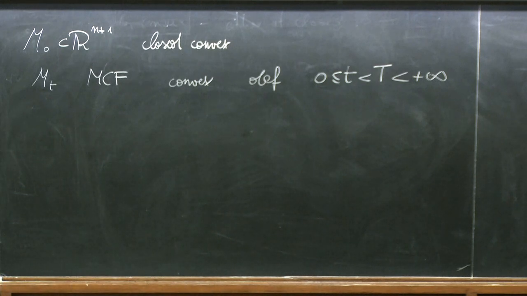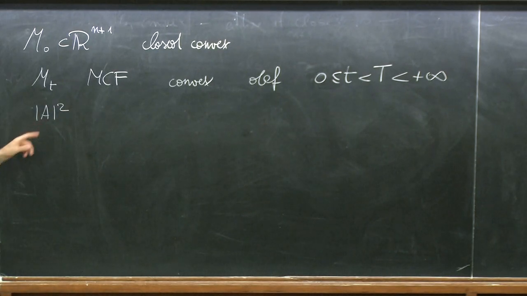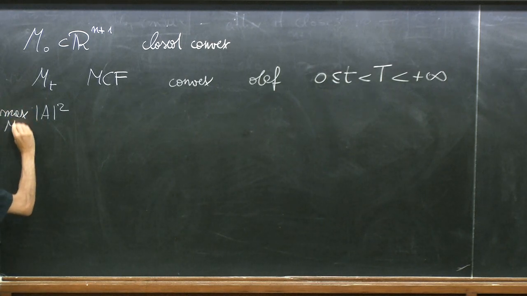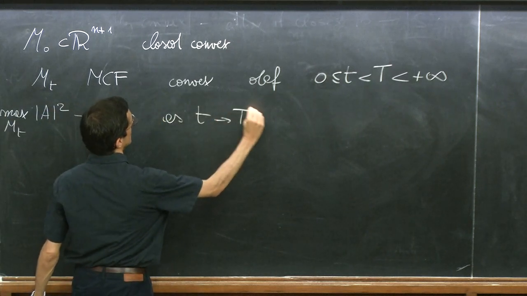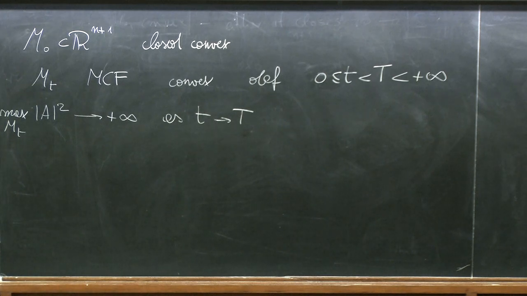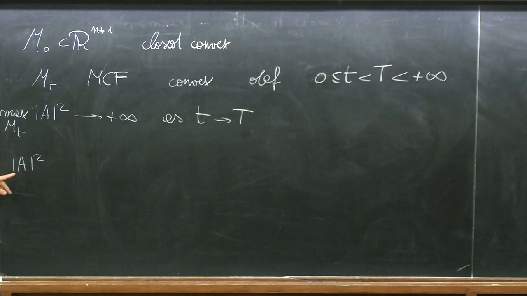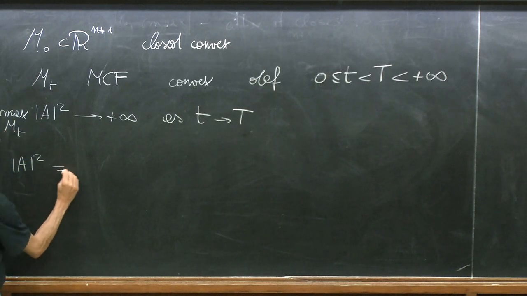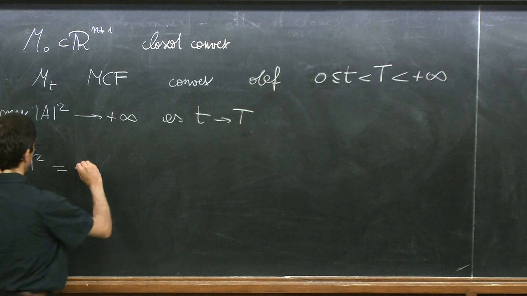Then we also know that the maximum on M_t of the curvature blows up, as the curvature becomes unbounded as t goes to the singular time. Let me make a simple remark. We have these two quantities related to square curvature. One is the modulus of the second fundamental form, which when it is squared is just the sum of the squares of the principal curvatures.